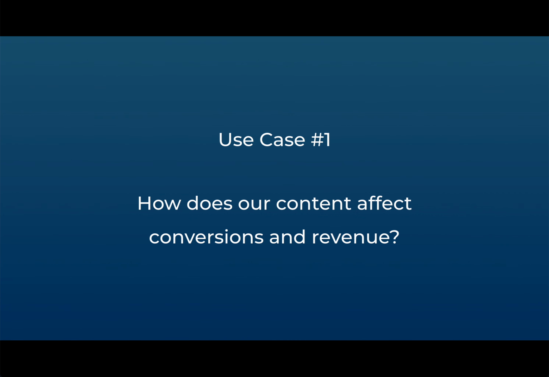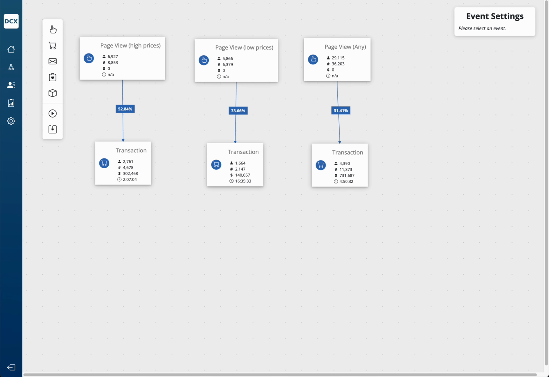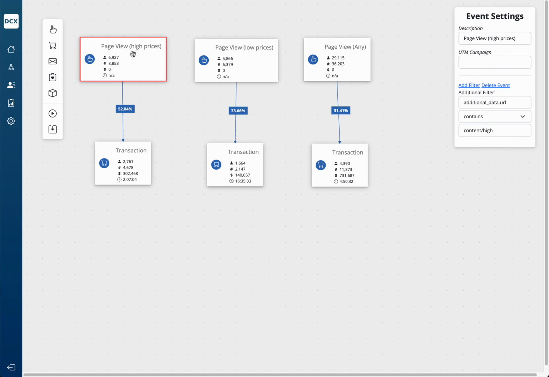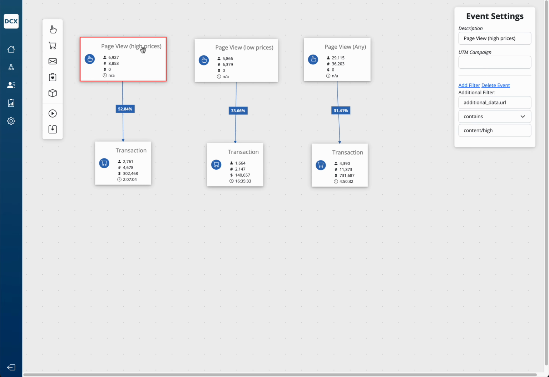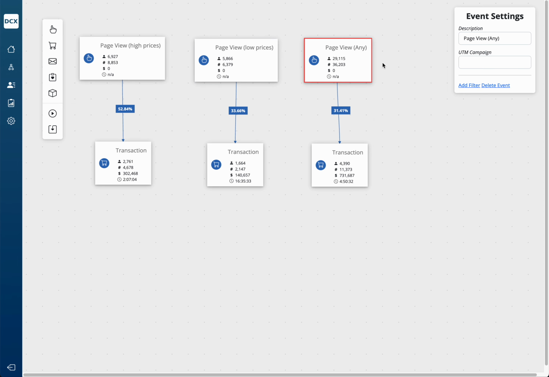So use case number 1, how does our content affect conversions and revenue? In this case, we've built 3 very simple journeys that look at different types of page views and content and the conversions to a first transaction. We're looking at content that specifically has high-priced products. In this case, it's content that has low-priced products. And here, effectively, it's a control group, any and all content.